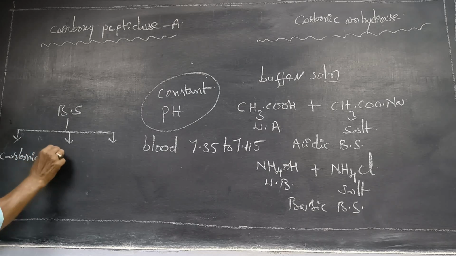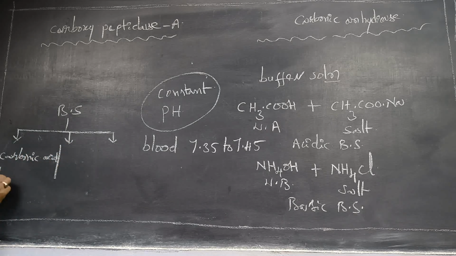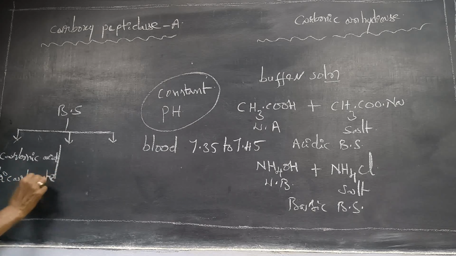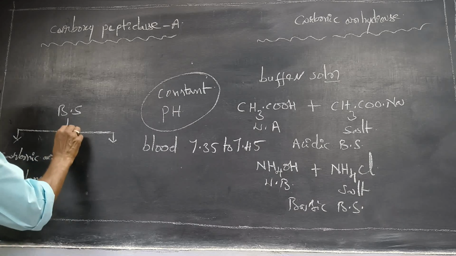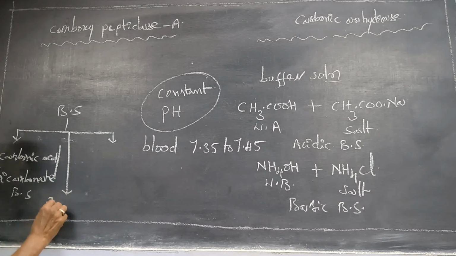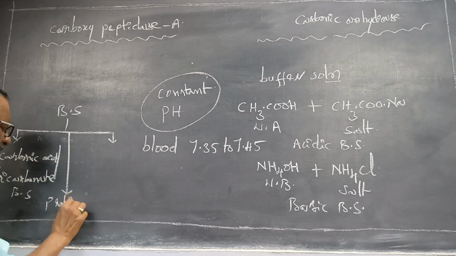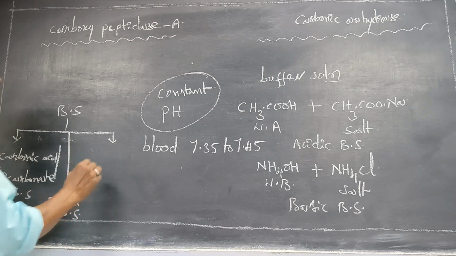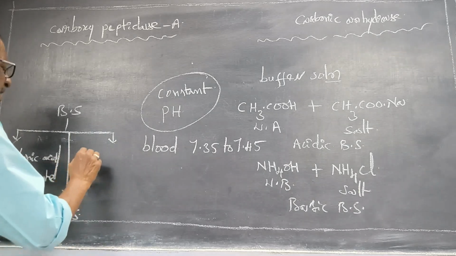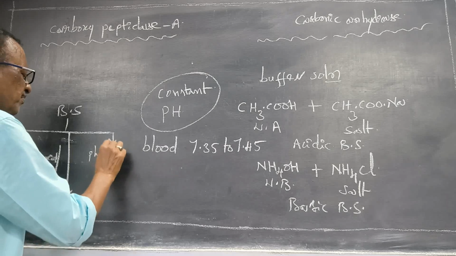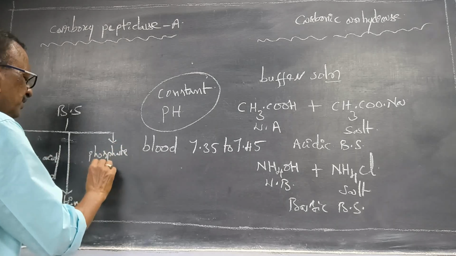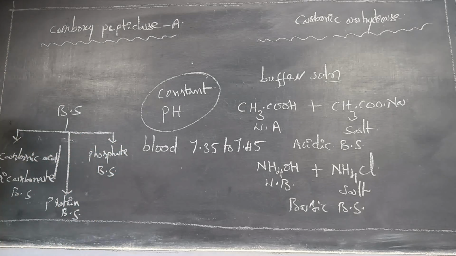Carbonic acid or bicarbonate buffer system. This is one type. Second one is protein buffer system. And third one, last one, is phosphate buffer system. So like that, we have three varieties of buffer systems in the human physiology.